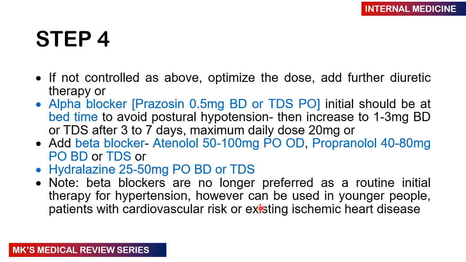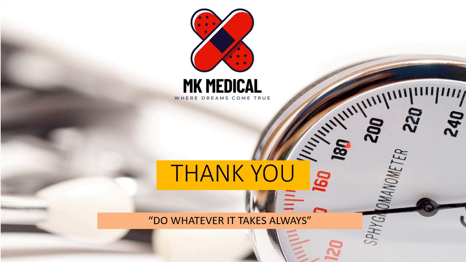In step 4, if it's not controlled, you can add an alpha channel blocker like prazosin 0.5 milligrams twice a day or 3 times a day. Initially at bedtime to avoid postural hypotension, then we increase by 1 to 3 milligrams twice a day or 3 times a day after 3 to 7 days to a maximum of 20 milligrams a day. We can also add a beta blocker like atenolol 50 to 100 milligrams orally once a day, or propranolol 40 to 80 milligrams twice a day or 3 times a day, or hydralazine, which is not commonly used in the management of hypertension. I really hope you enjoyed this video on hypertension.